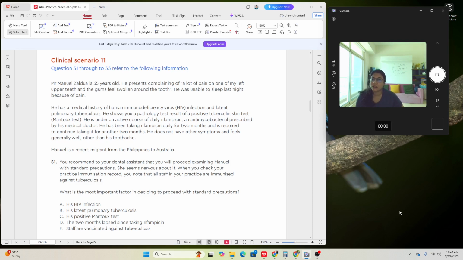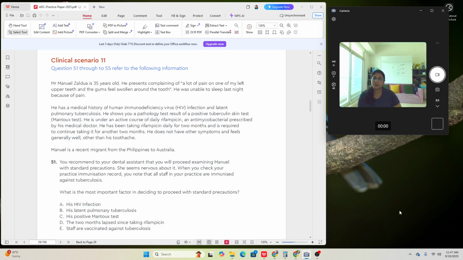Mr. Manuel Zaldua is 35 years old. He presents complaining of a lot of pain on one of his left upper teeth and the gums feel swollen around the tooth. A lot of pain, okay. He was unable to sleep last night because of pain. So it's a severe pain and you have to do something about it. It's probably a very acute infection and you have to see why that is happening, and because he's in too much pain you have to do something about it.